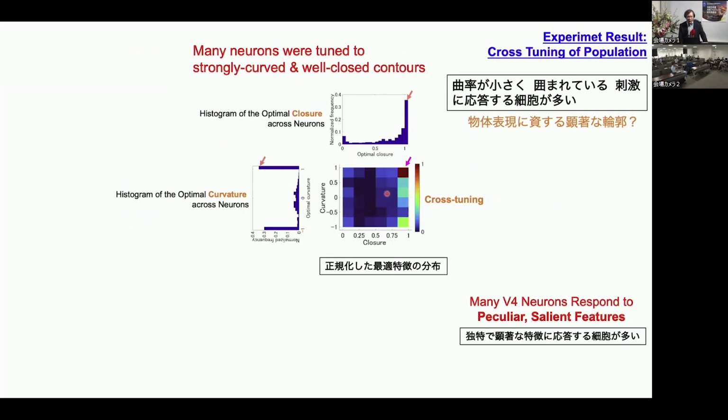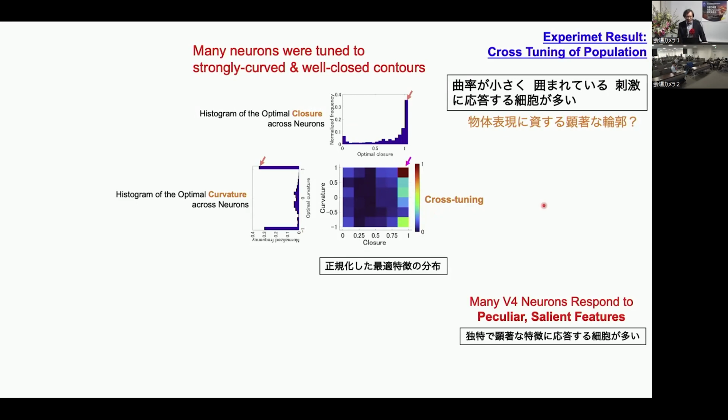And this is a combination of these two, the 2D cross-tuning. In this case, we observe that many neurons are tuned to well-closed contours which are also acutely curved. This may be quite natural in terms of the representation of corners or shapes.